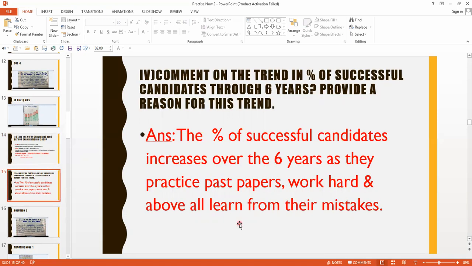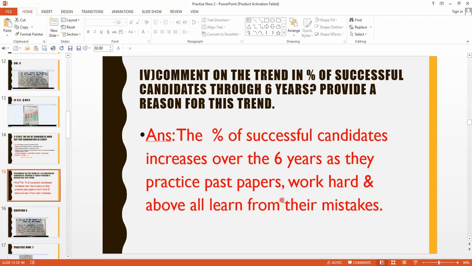So what this trend shows, you have to write in your own words. I will write it for you, but it is not necessary to follow my answer. You can write in your own words what you think. Why did the number of failing students decrease? Or in other words, why did the percentage of successful candidates increase? The percentage of successful candidates increases over the 6 years as they practice from past papers.